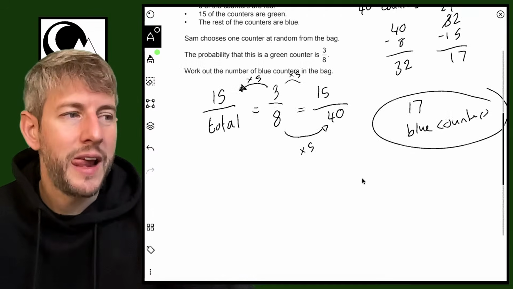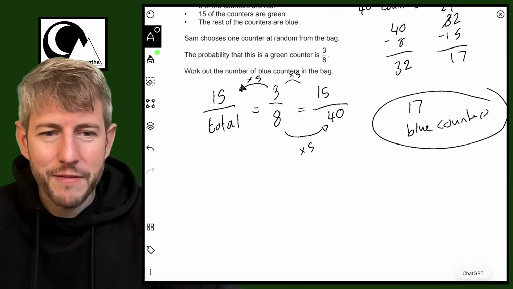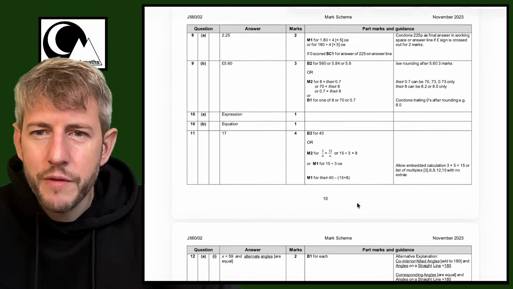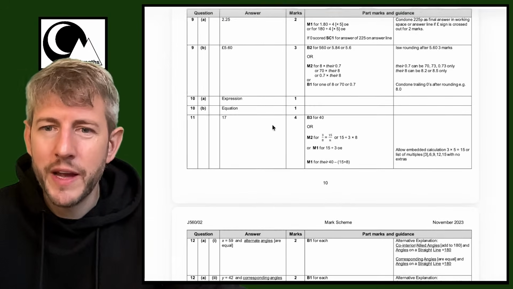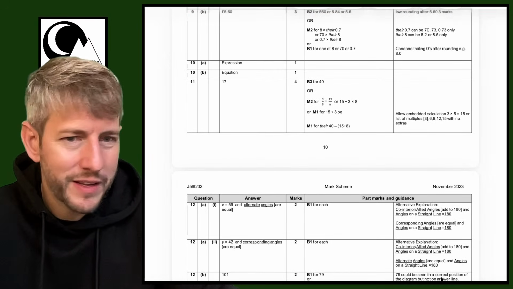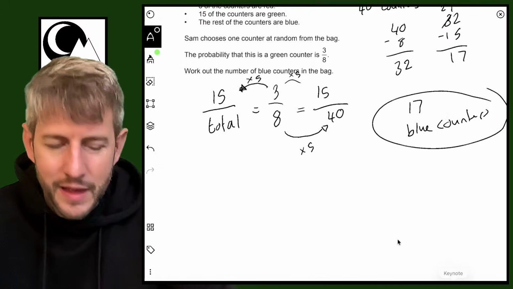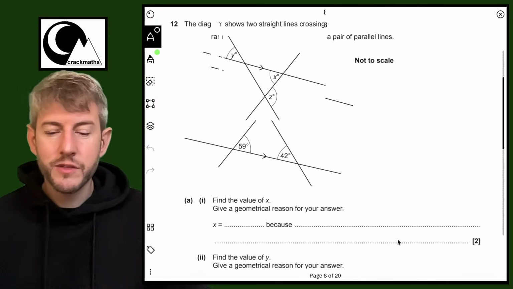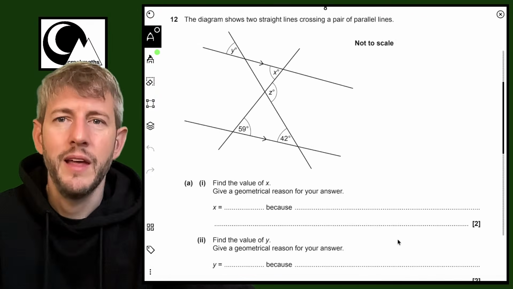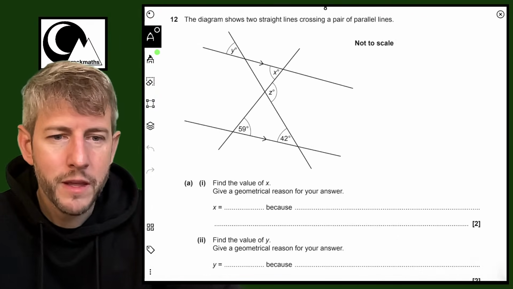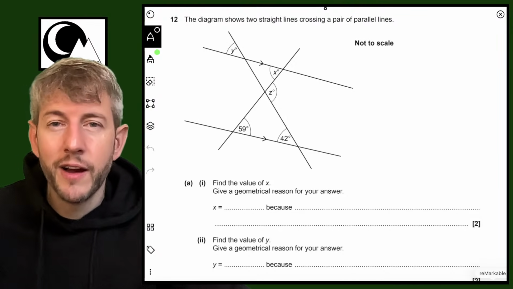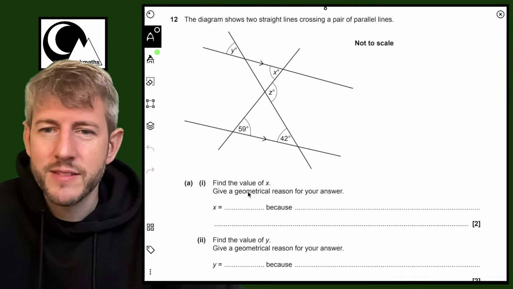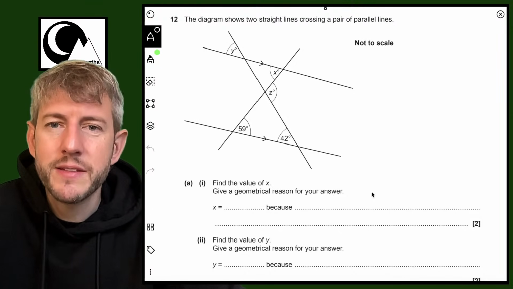Okay, let's go over to the mark scheme and see if that's correct. So here we go, we've got expression, equation, and 17. Perfect. Okay, right, let's have a look at this next question. It's question 12 here, and it says, the diagram shows two straight lines crossing a pair of parallel lines. Find the value of x. Give a reason for your answer.